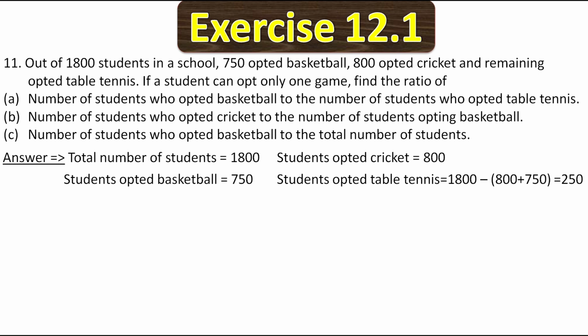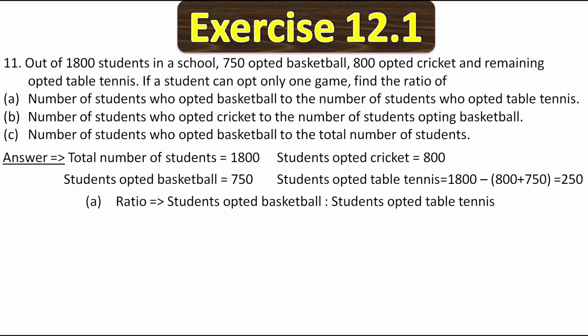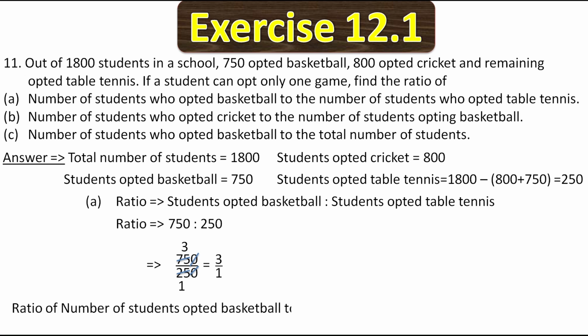Now let's find the ratios. First ratio we have to find for the number of students who opted for basketball to the students who opted for table tennis. So we know basketball is 750 and for table tennis we know that 250 students have opted. So the ratio is 750 is to 250. Let's divide them. Zeros will get cut. Now 25 ones are 25, 25 3s are 75. So we got the fraction as 3 upon 1. Therefore the ratio is 3 is to 1.